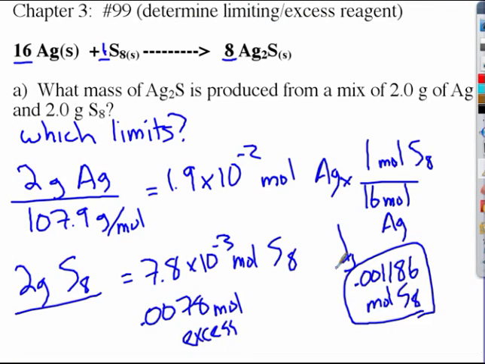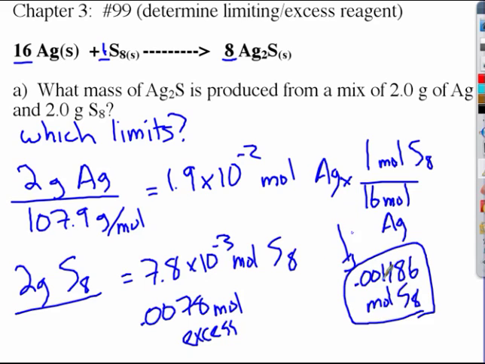So in other words, that 0.001186 moles of the S8 molecule is going to be all that we need, and we have 0.0078 moles. So by definition, all the silver will react with that 0.001186 moles of S8, and that leaves whatever the difference between 0.0078 and 0.001186 of excess S8 molecule.